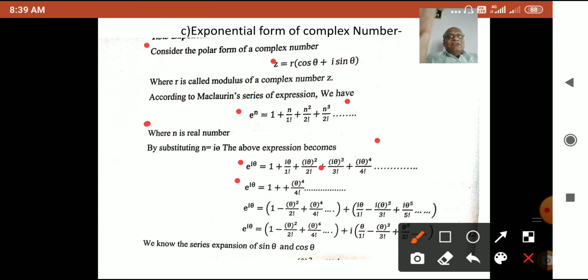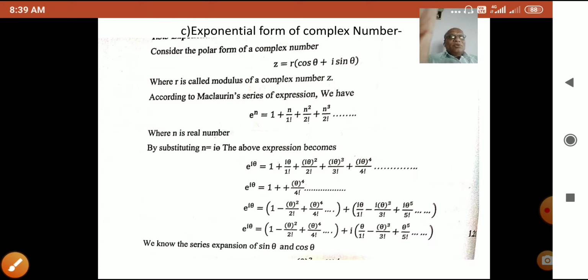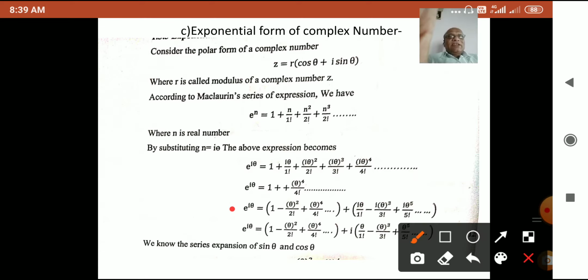Now we simplify this series, e^(iθ): 1 as it is, iθ/1! as it is, (iθ)²/2! is also as it is. Now take (iθ)⁴/4!, and this is only θ⁴/4!. Why is this so? Because here i⁴ is 1, minus minus becomes plus, and this will be θ⁴/4!. Now we can simplify this series like this, e^(iθ). Now we separate this series into two brackets.